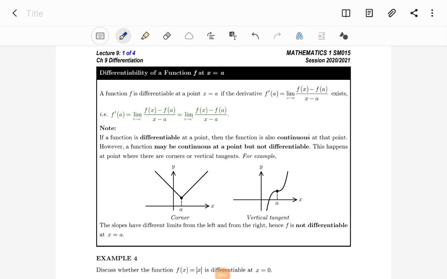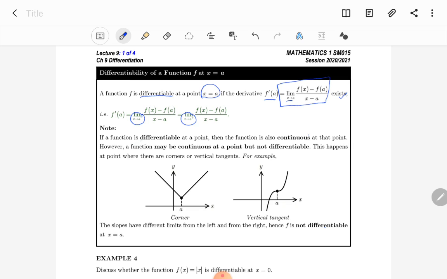Differentiability of a function at x equals a. A function f is differentiable at the point x equals a if the derivative f prime a, which is the limit as x approaches a, exists. And you need to use the formula of first principle at a point. In addition, we need to check that the limit as x approaches a from the left must be equal to the limit as x approaches a from the right.